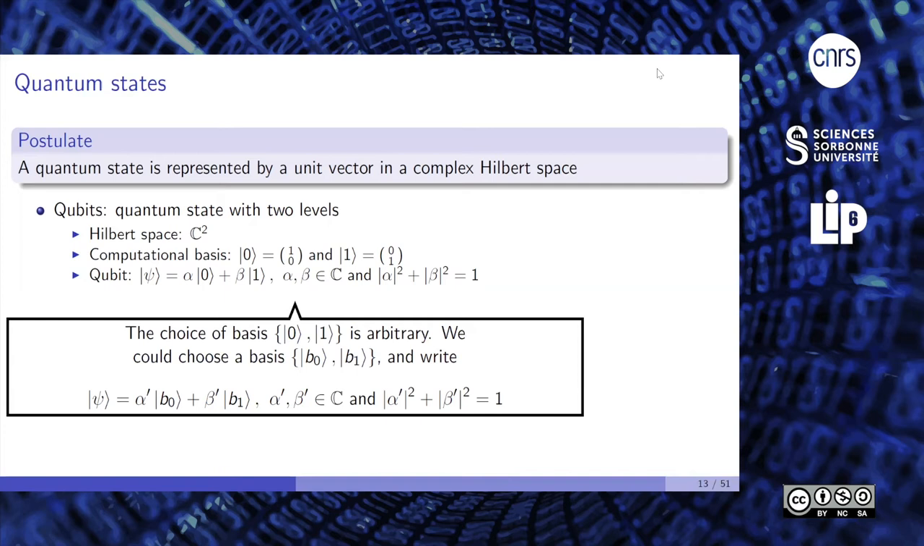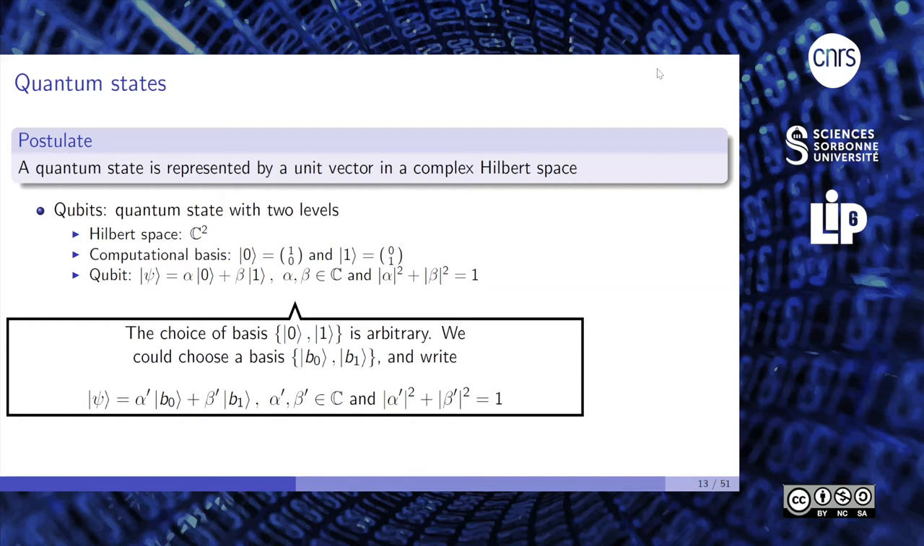Some obvious remarks. The first thing is that the choice of this computational basis is arbitrary. This is the most convenient basis, but you could choose any basis B0 and B1 and write psi as alpha prime B0 plus beta prime B1, where the norm squared of alpha prime and beta prime is equal to one. This will be useful later.